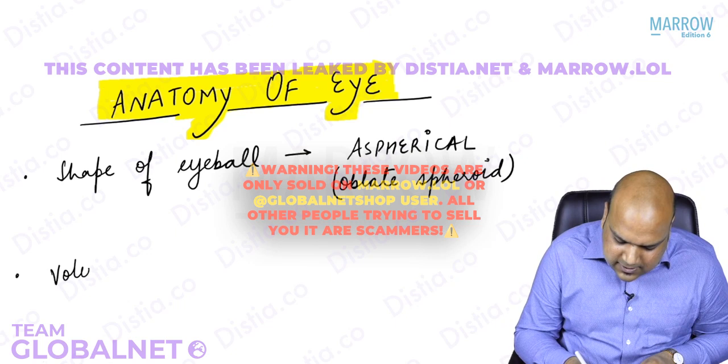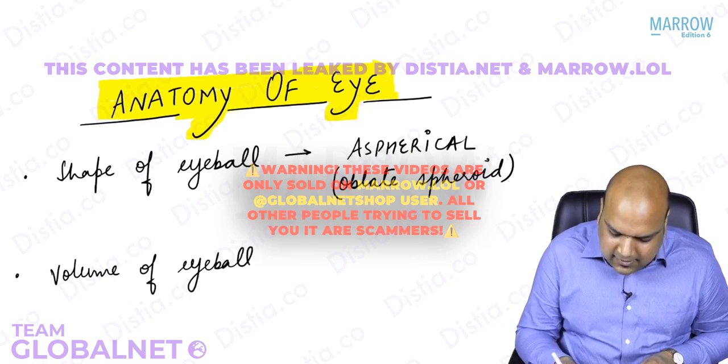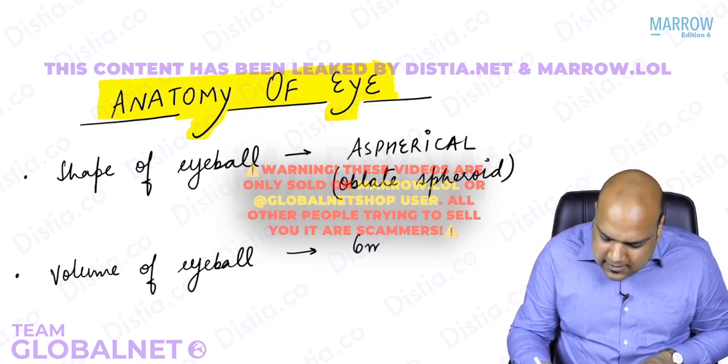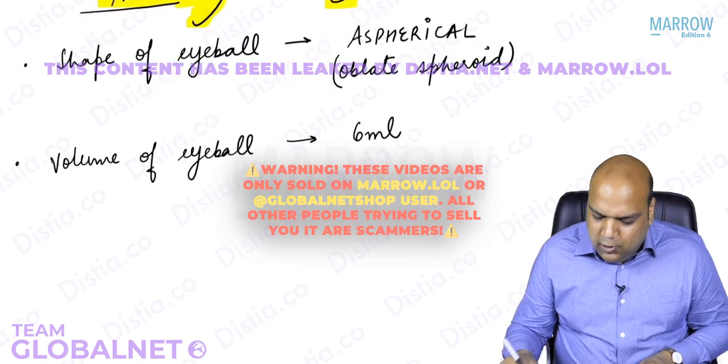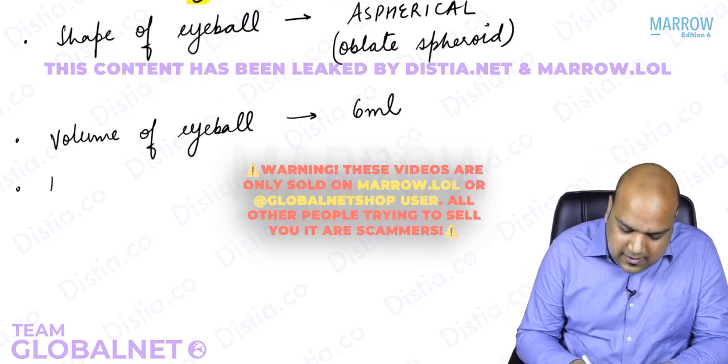Now, very basic questions, everybody. What is the volume of the eyeball? It is a 3D structure, so it should have some volume. So the volume of the eyeball is 6 ml. The volume of the eyeball is 6 ml. What is the length of the eyeball?